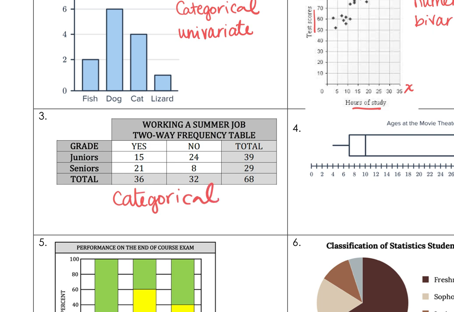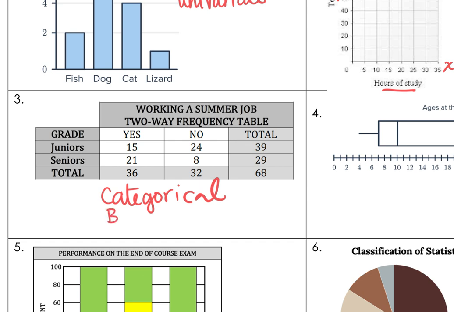And then, how many different variables were we looking at? 2. What grade are you in? And yes or no. Those are 2 different variables. So this would be bivariate as well.